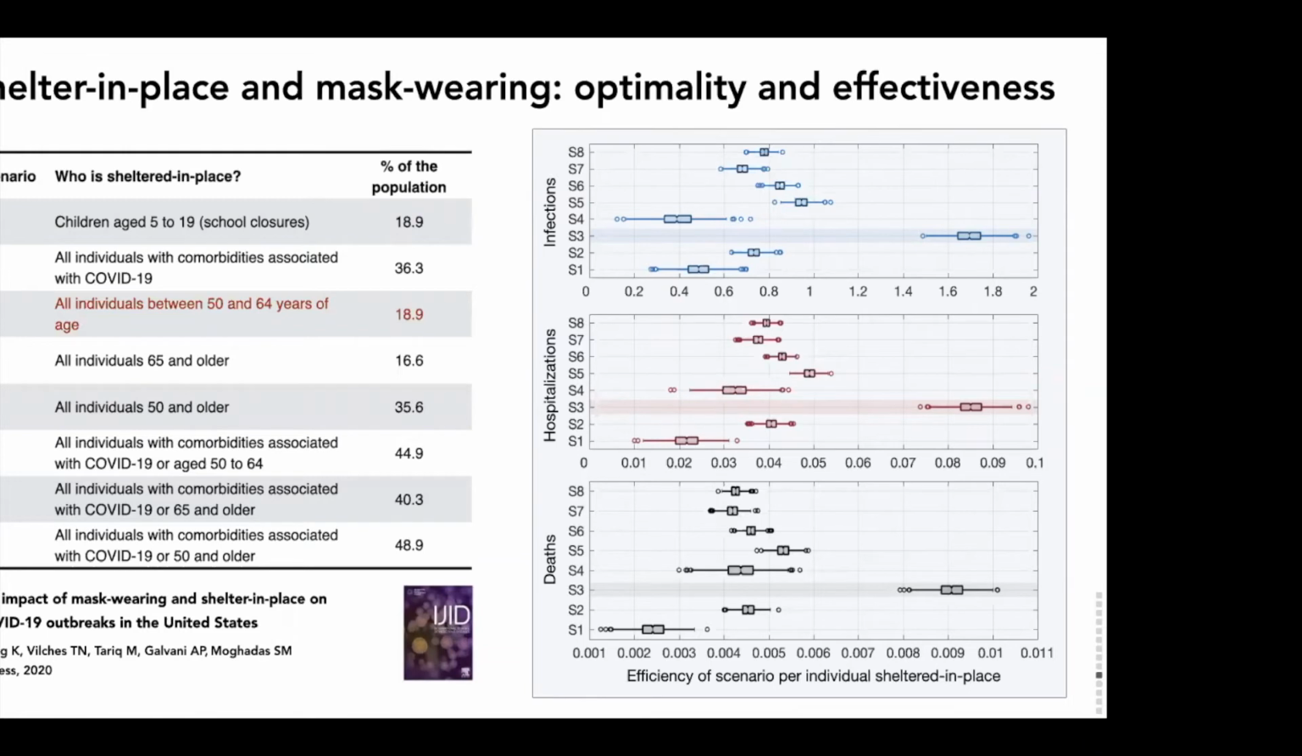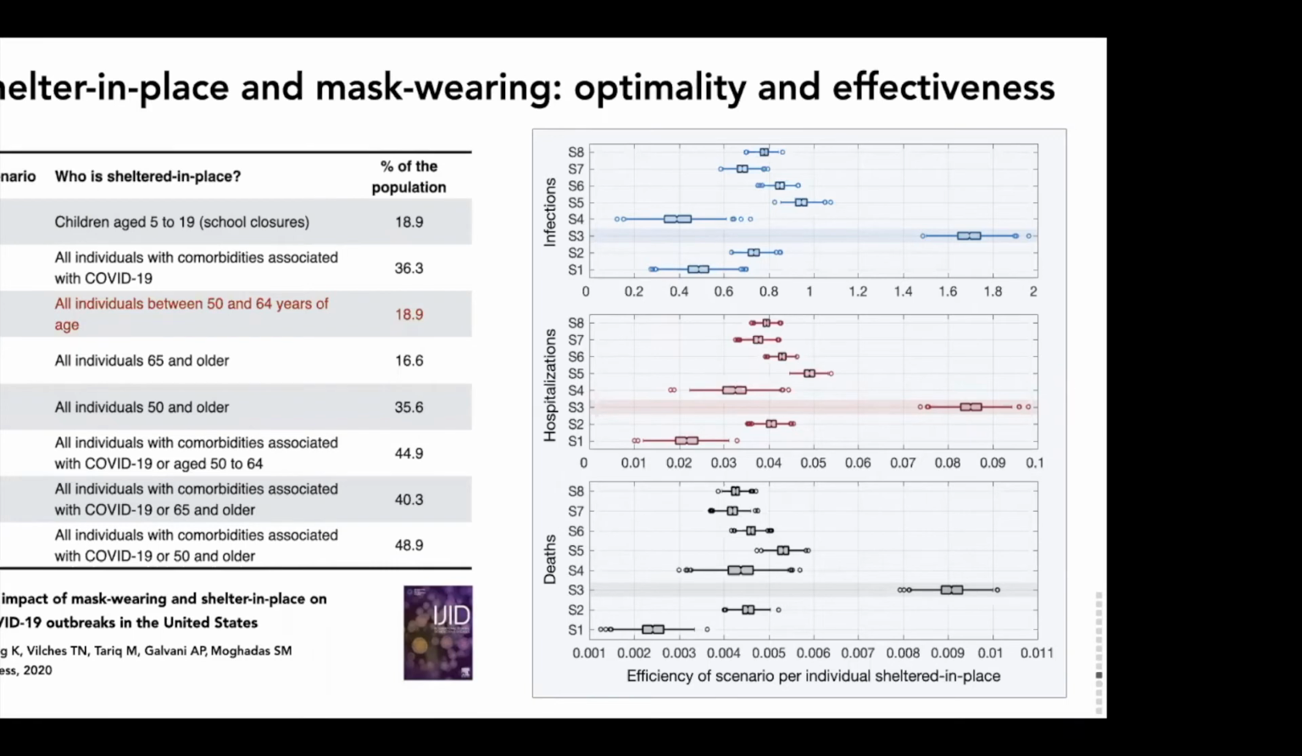If you look at the age group of 50 to 64, and we look at stay-at-home orders for these individuals, that's the most effective strategy in terms of reducing attack rate, hospitalization, and death. And on the right side of my screen, you can see the return per capita of shelter in place for individuals in that age group that I highlighted, which is S3. It would have a significant impact in reducing attack rate, hospitalization, and death compared to other strategies that had different age groups considered for stay at home in the population.